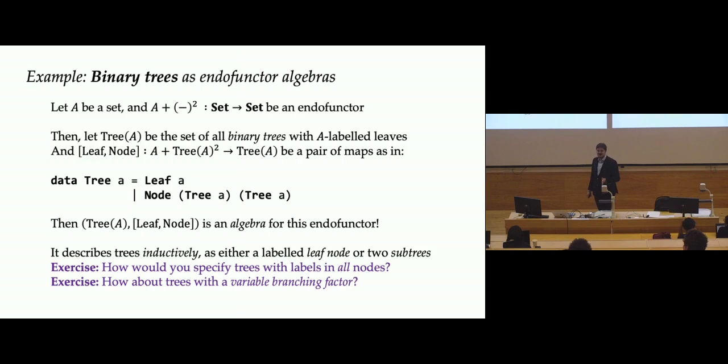So it's an interesting exercise to think, what would you need to change in this endofunctor so that you can specify trees with labels in all the nodes, or trees which have a variable branching factor. These should be relatively simple exercises if you just follow the derivations from this slide and the previous one. But I feel like they're useful exercises to do if you want to verify that you're confident in these concepts. Okay?